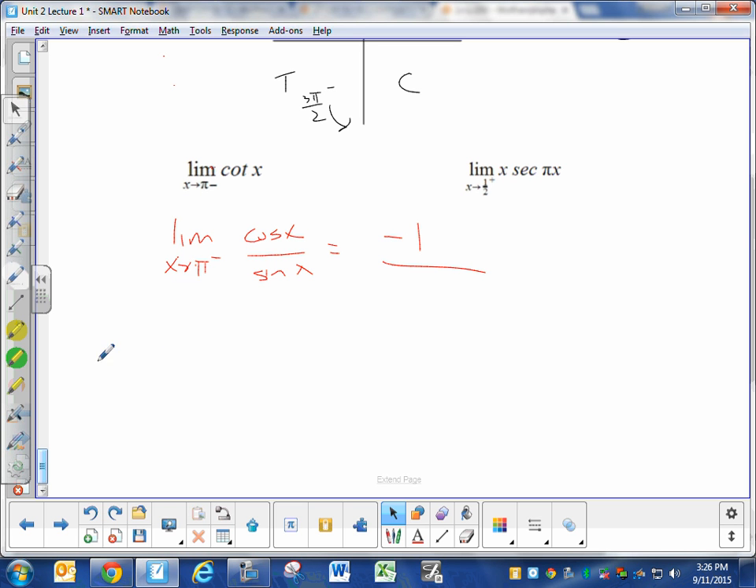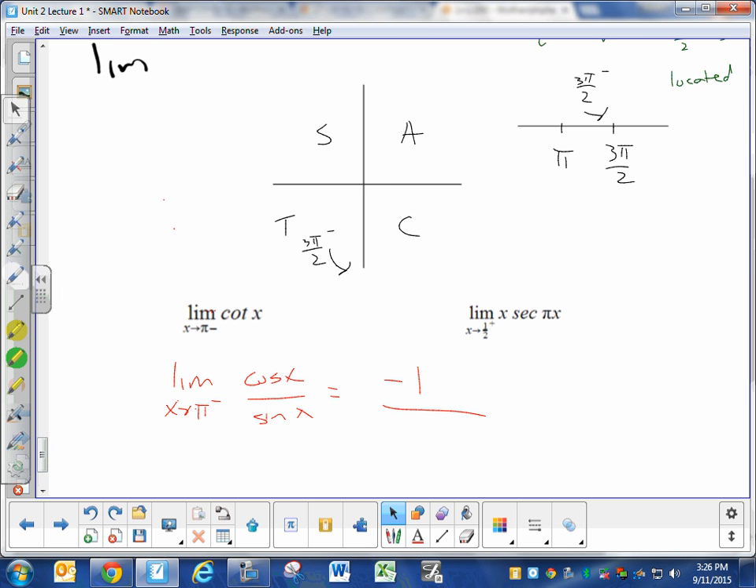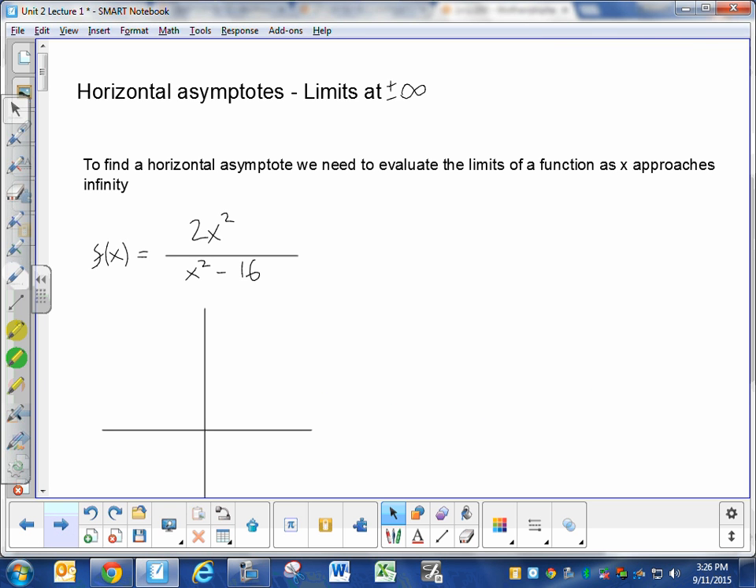Now, the sine from the left, pi from the left, is coming from pi over 2 and going to pi. Pi from the left would be here. Sine is going to be approaching 0. However, in the second quadrant, sine is positive. We'd have 0 from the right, so negative infinity. That's the idea if you're dealing with cotangent or secant. Just rewrite it and then deal with sine over cosine. Okay? All right. Horizontal asymptotes.